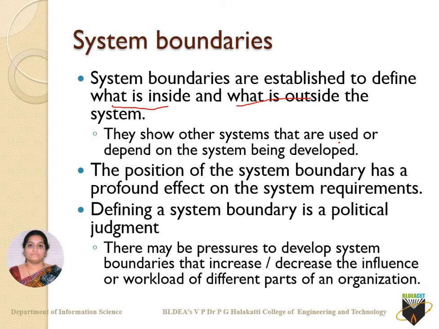Then, the position of the system boundary has a profound effect on the system requirements. That's the second one. Then comes the third one: defining a system boundary is a political judgment. Whenever I am defining a particular system boundary, it can be influenced or pressurized by political judgments. That's the third point regarding system boundaries.